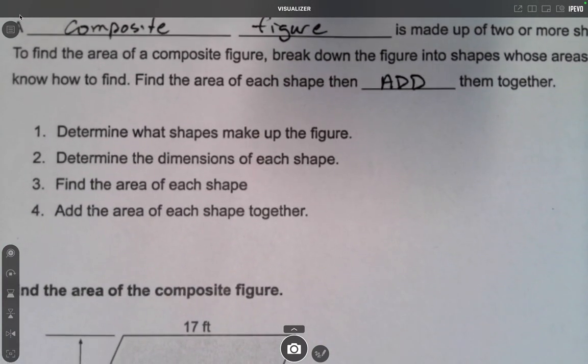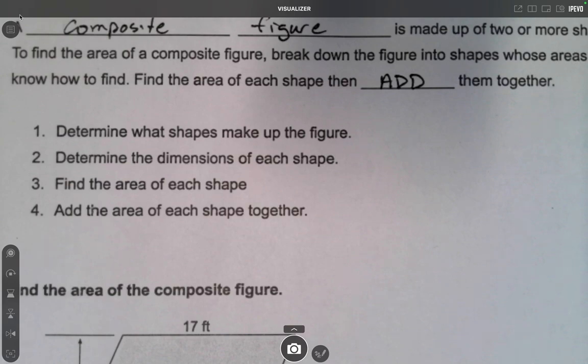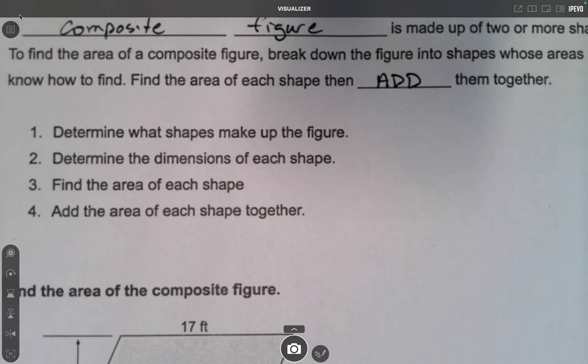So here's the steps I want us to follow as we go through each of these. Determine what shapes make up the figure. Determine the dimensions of each shape. That could be a base, a height, a length, a width, a radius. Then find the area of each shape and add the area of each shape together.